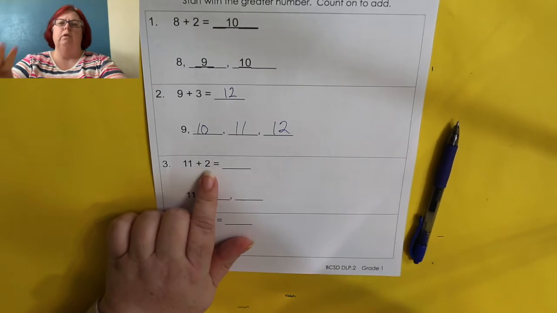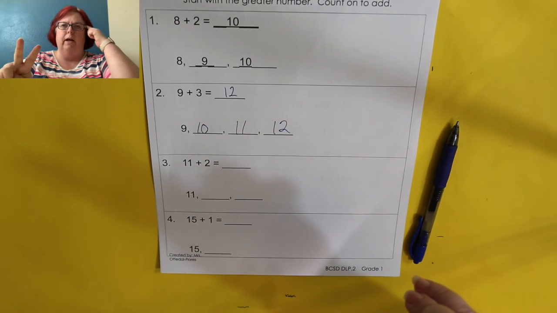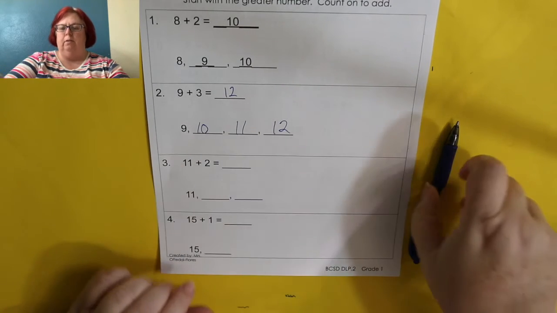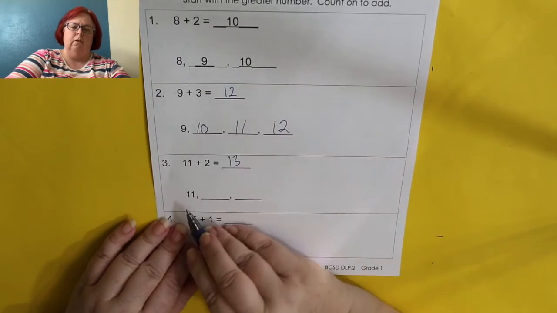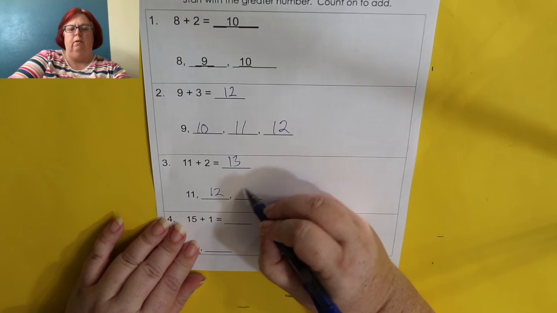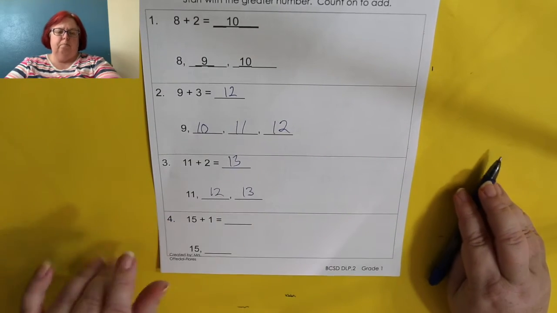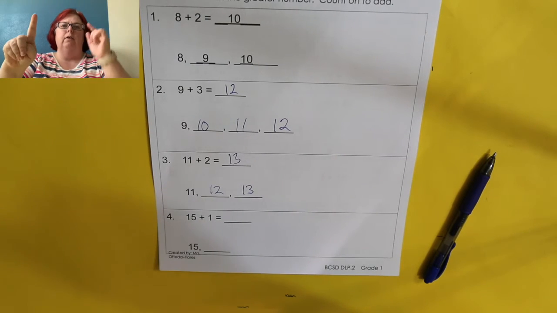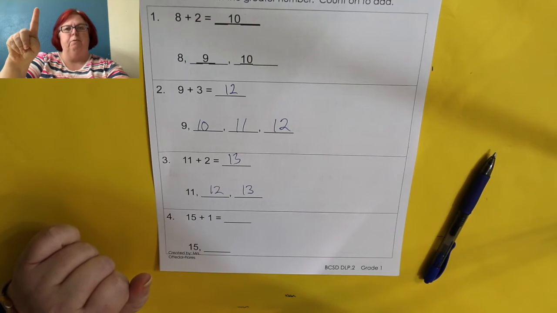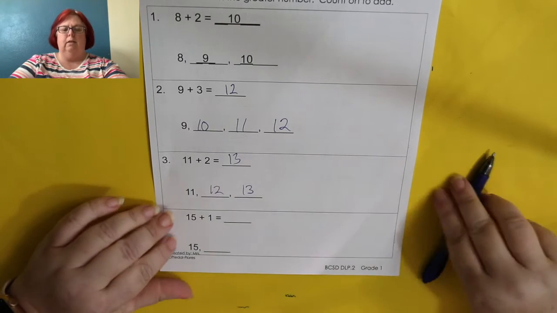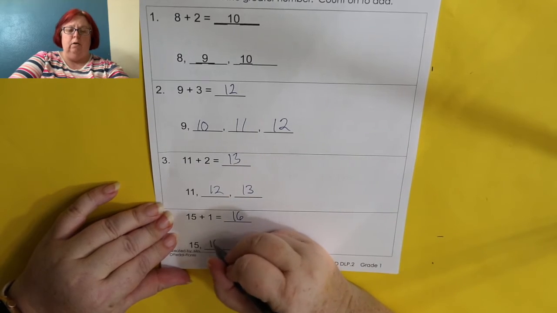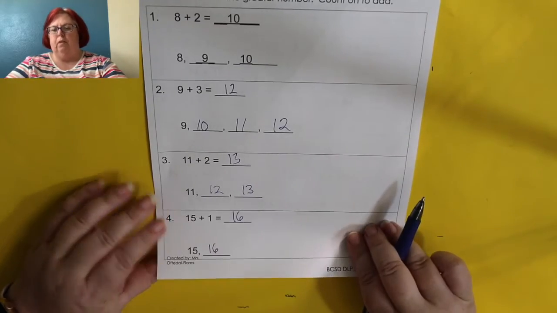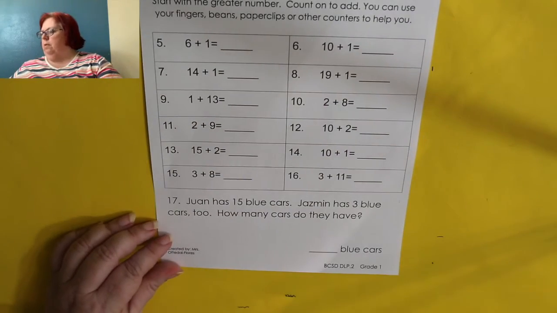11 plus 2. 2 fingers go up. 11 in your head. Count it on. 11, 12, 13. That's how we count it, right? 15 plus 1. So 1 finger up. 15 goes in our head. 15. What number's after 15? 16. So we only had to count on 1 more. But when we count 15, 16, so I know 16 is the sum.